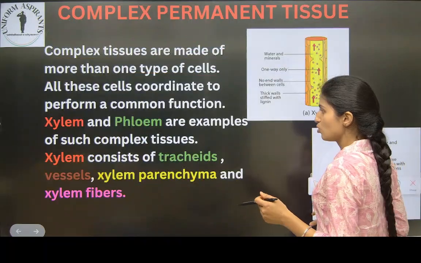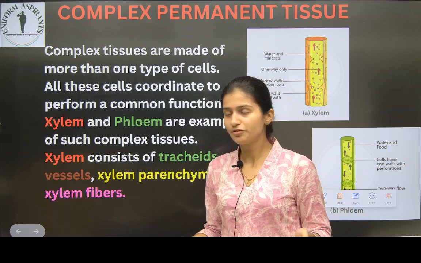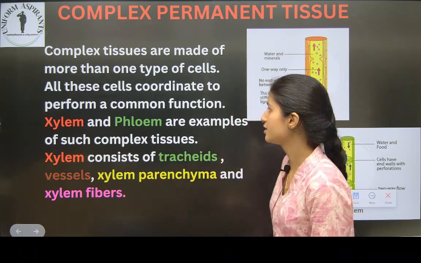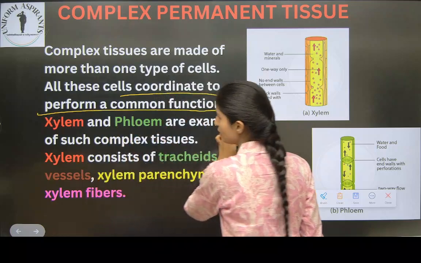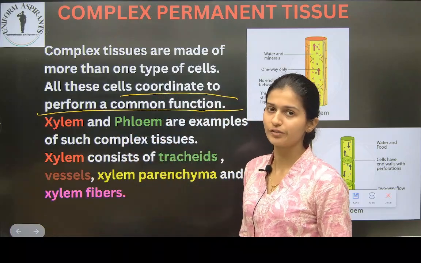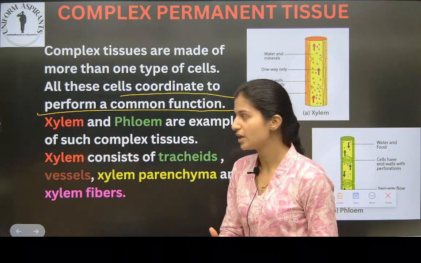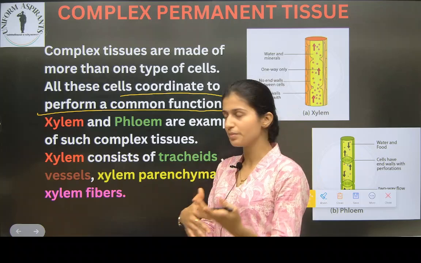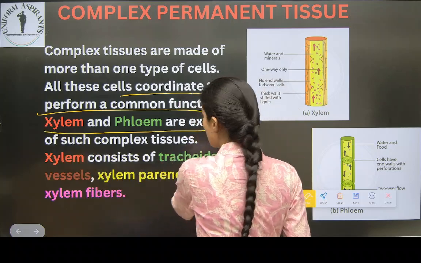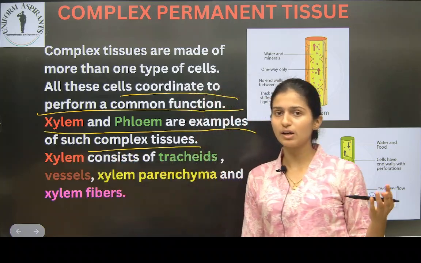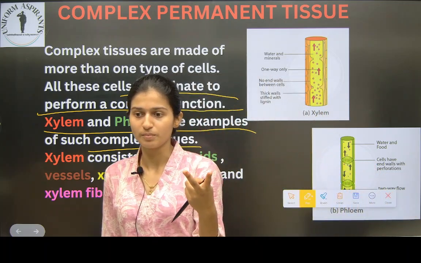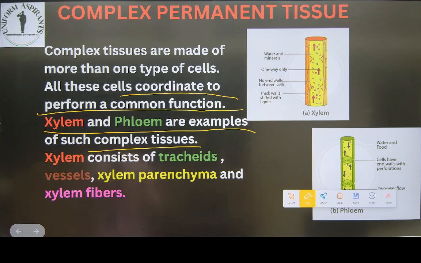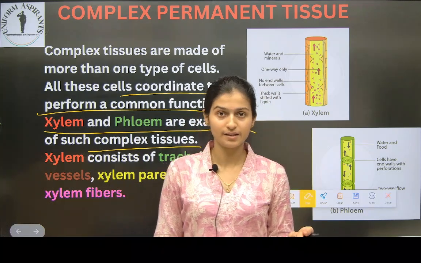Complex tissue contains different types of cells. All these cells coordinate to perform a common function. We have seen that this is the main function of tissue: all cells come together and do a similar function. Xylem and phloem are examples of such complex tissue. There are only two types of complex tissue: one is xylem and another is phloem.